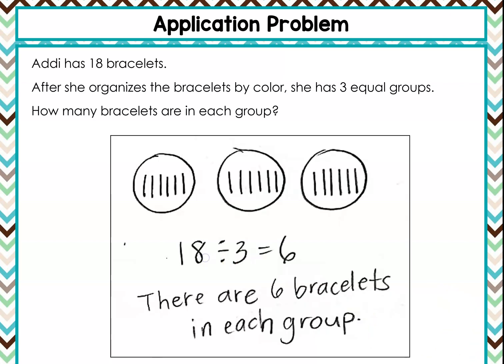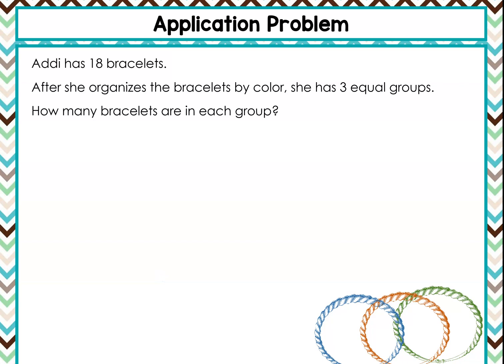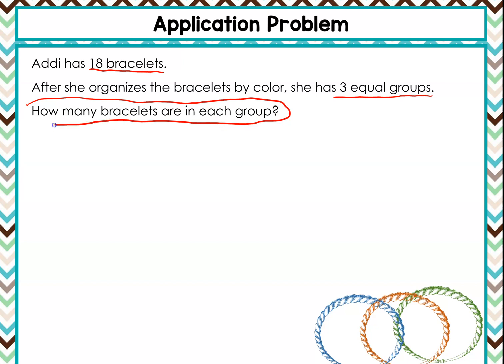Let's break that down. So what do we know Addie has? Okay, we know she has 18 bracelets. What else do we know? Okay, we know that she has 3 equal groups after she organizes them by color. So what do we need to solve? What is the question we're being asked? Okay, the question says how many bracelets are in each group? So that's what we need to solve for.